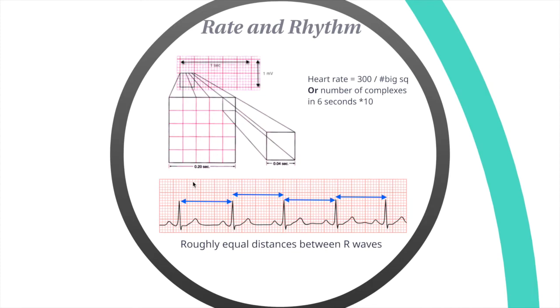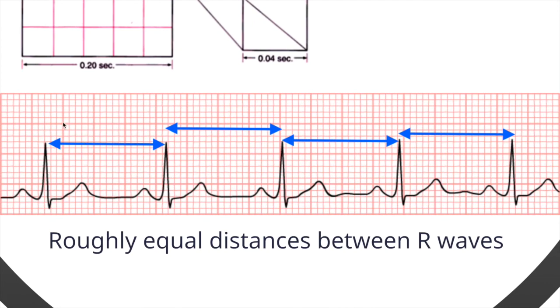So what do I mean by a big square? A big square is, follow this, I'm clicking from here to here. So this is how I assess rhythm. Look at the distance between R waves.